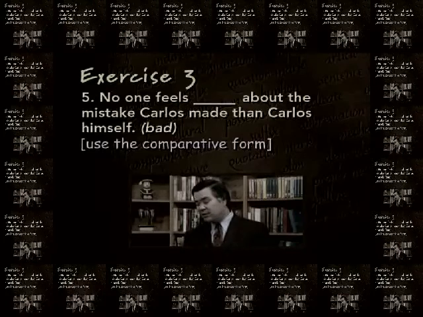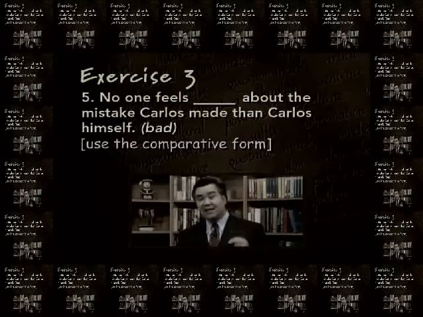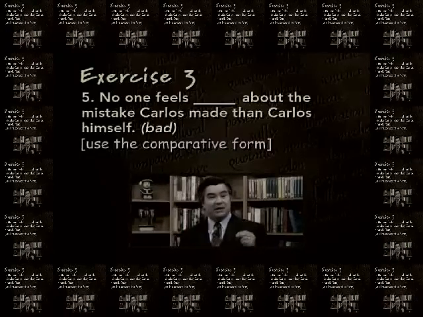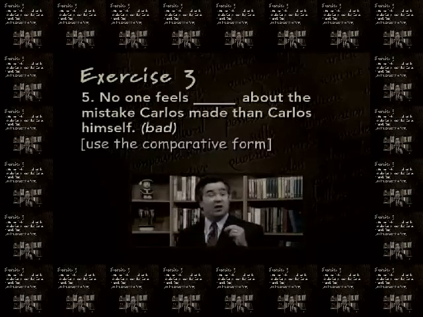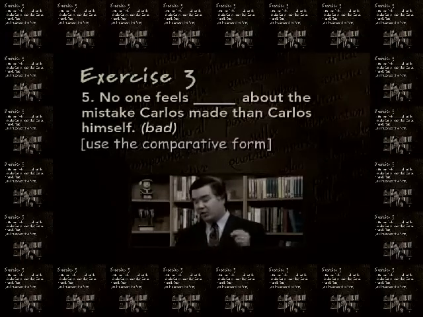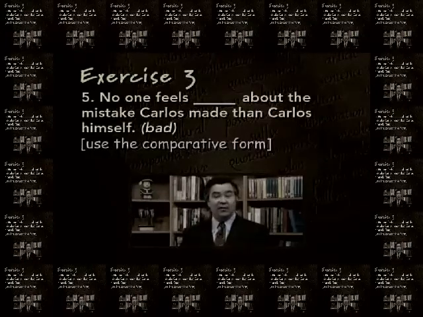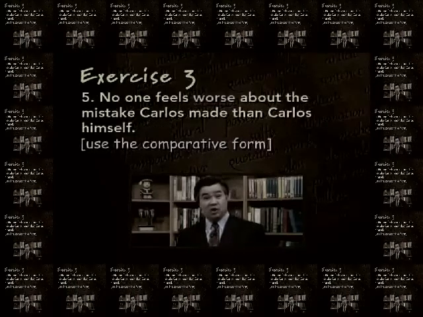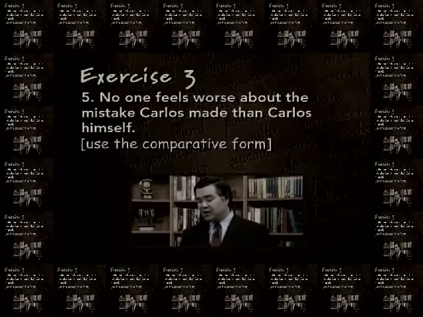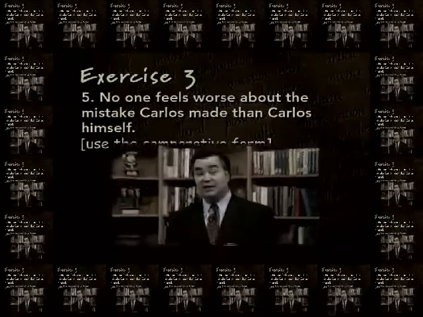We're using the comparative degree of the adjective bad, and remember, bad is another one of those words that forms its comparative and superlative degree in an unusual or non-standard way. The correct comparative degree of bad is worse. So the sentence should read, "No one feels worse about the mistake Carlos made than Carlos himself." Did you get all 5 of these questions right? Very good. Let's move on to our next lesson.